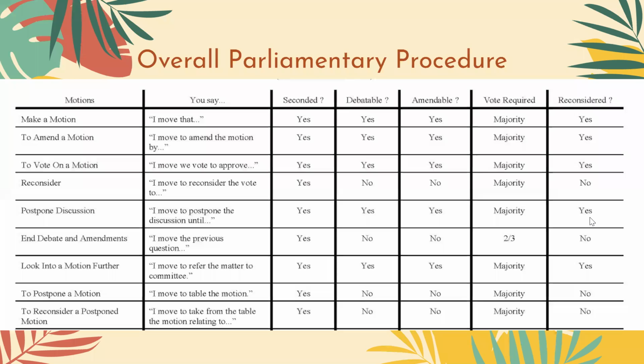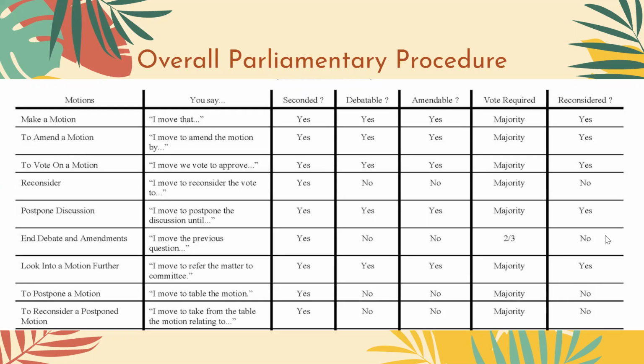So those are interruptions. If you have your phones with you while you're watching this, I would encourage you to either take a picture or screenshot this. This is the overall parliamentary procedure slides concerning the motions, main motions, secondary motions, what you say, whether you need a second or not, whether or not it's debatable, whether or not it's amendable, what sort of vote is required, and if it can or cannot be reconsidered.